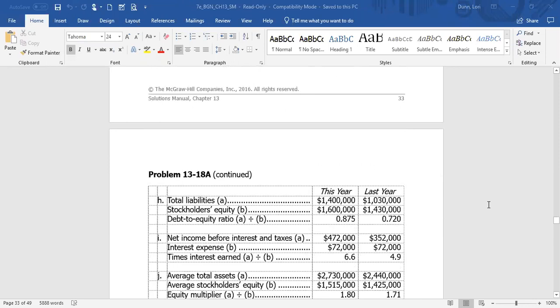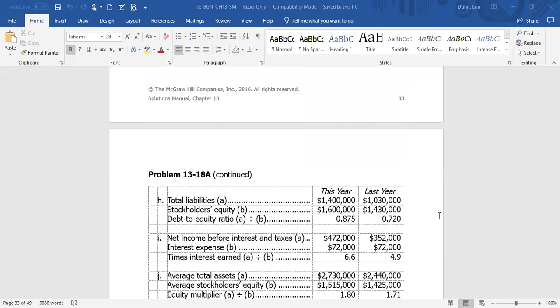The next ratio is the debt to equity ratio. We find that by taking our total liabilities for the year, 1.4, total liabilities divided by total stockholders' equity, 1.6. And it's basically showing the percentage of debt we own compared to equity. Okay, so 87.5%. Or 0.875. For every dollar in stockholders' equity, we have 88 cents in liabilities.